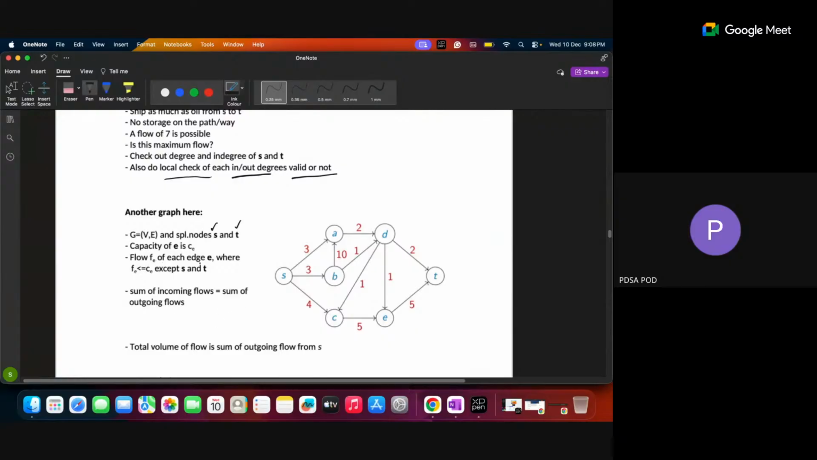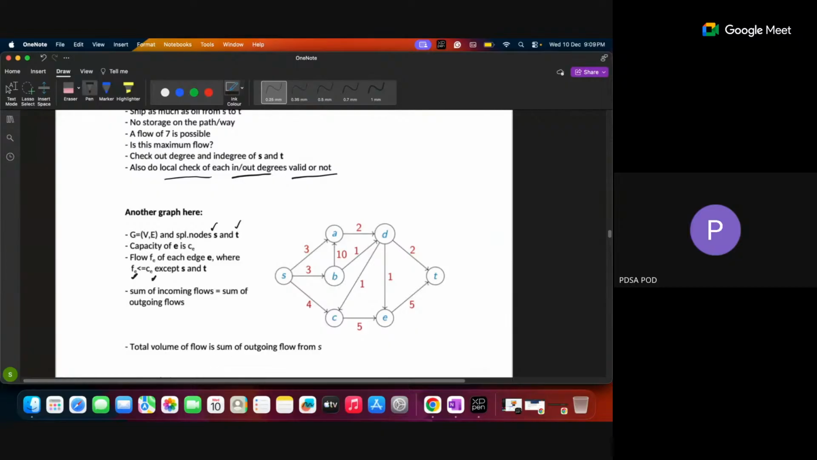The flow of each edge E is called FE, where FE is always less than or equal to the capacity. For example, if the capacity is 4, you can have a flow less than or equal to 4. No problem. That's called FE. FE is nothing but the current flow. Capacity is the maximum, so FE can be less than or equal to C.